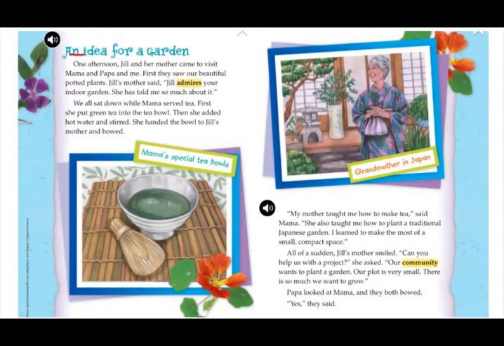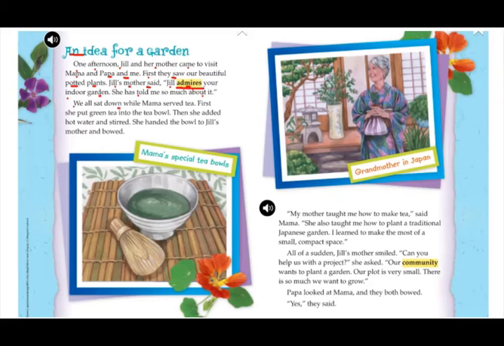An Idea for a Garden. One afternoon, Jill and her mother came to visit Mama and Papa and me. First, they saw our beautiful potted plants. Jill's mother said, "Jill admires your indoor garden. She has told me so much about it." So admires means likes.